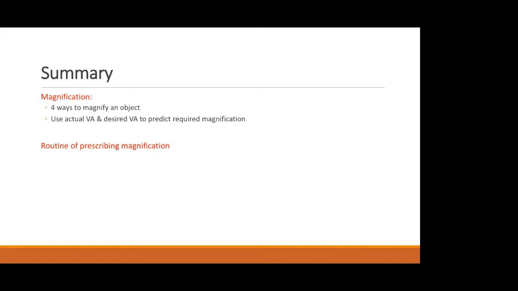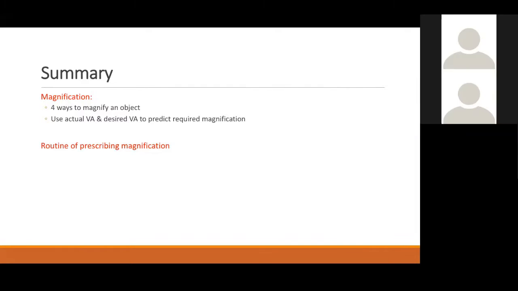And that brings us to the end of our talk today. So just to recap, we talked about the magnification and the 4 different ways to magnify an object, and their advantages and disadvantages. If you were to take one thing away from this talk, it is to use the patient's actual VA and the desired VA to predict the required magnification, and then you'd probably be able to figure out the rest after that. And with regards to the routine of prescribing the magnification, it's important that you have a good understanding of the patient's visual needs in order to be able to prescribe the most suitable low vision aid or magnification to them.